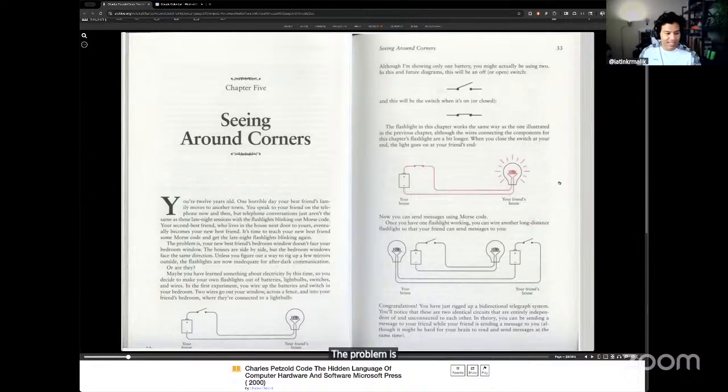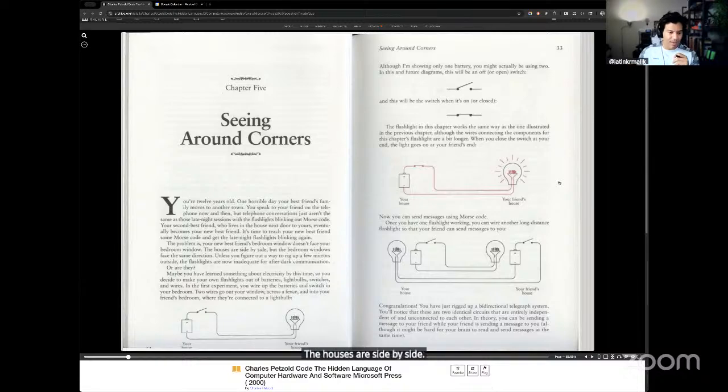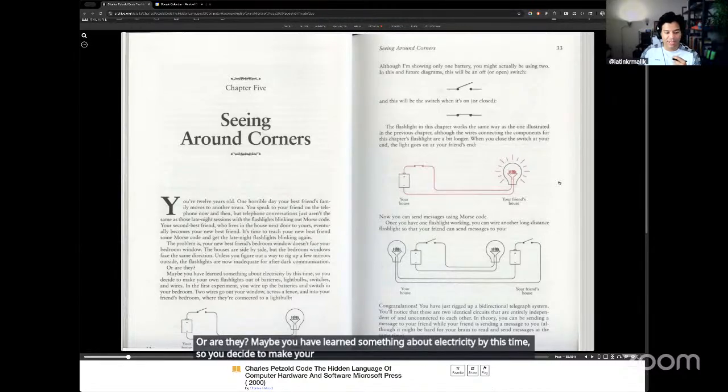The problem is that your new best friend's bedroom window does not face your bedroom window. The houses are side by side, but the bedroom windows face the same direction. So, unless you figure out a way to rig up a few mirrors outside, the flashlights are now inadequate for after dark communication. Or are they? Maybe you have learned something about electricity by this time, so you decide to make your own flashlight out of batteries, light bulbs, switches, and wires.